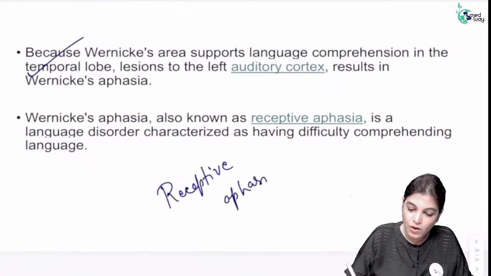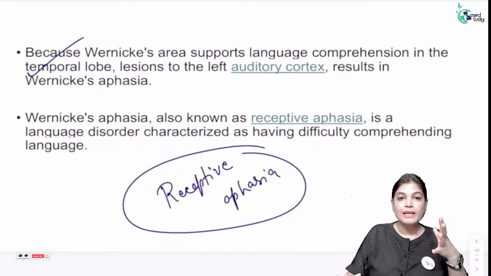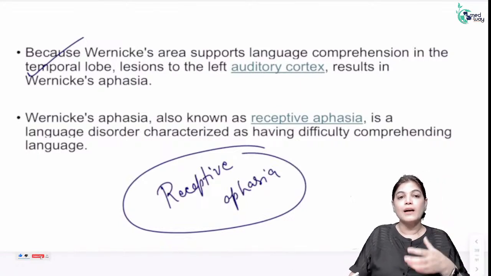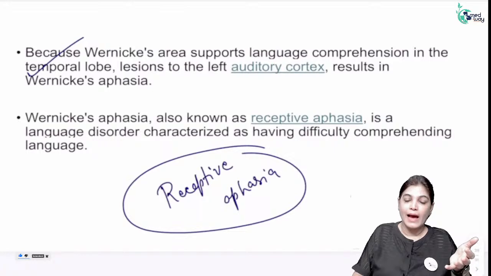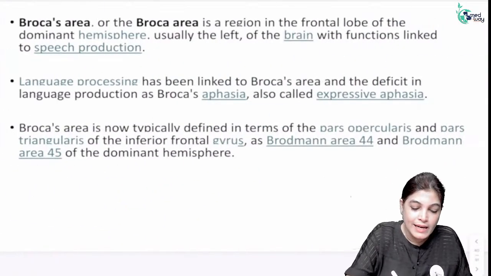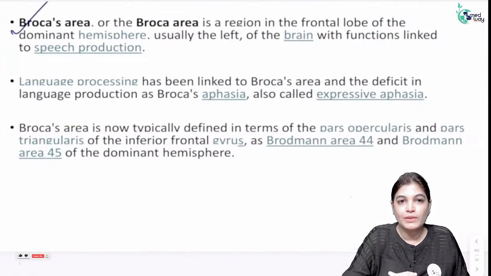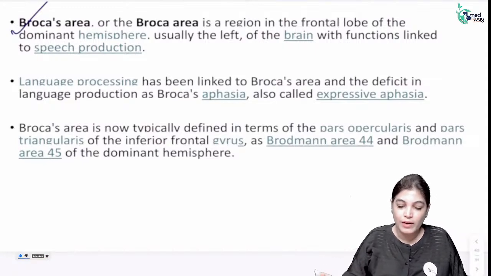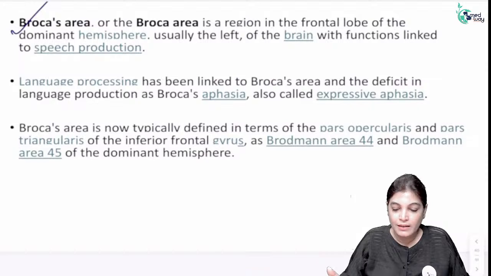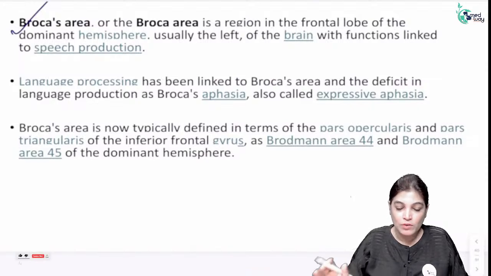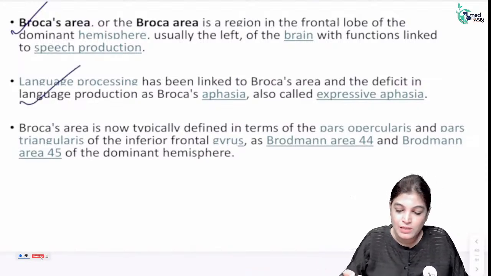So it is a case of language disorder, in which there is difficulty in comprehending and understanding the language. Broca's area, that is area number 44 and 45, is located here. If I talk about Broca's area, it is located in the pars triangularis and opercularis, and it is involved in language processing.